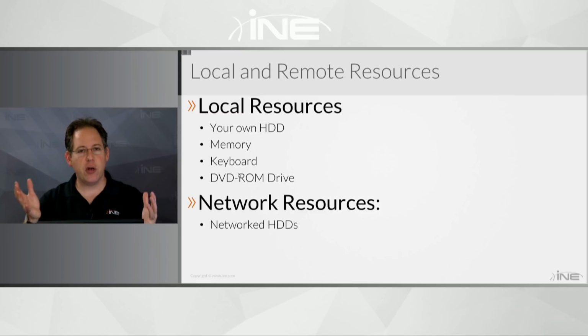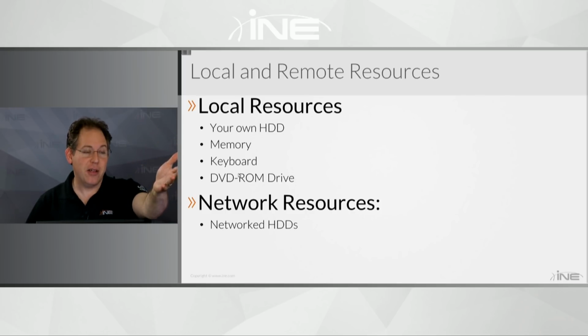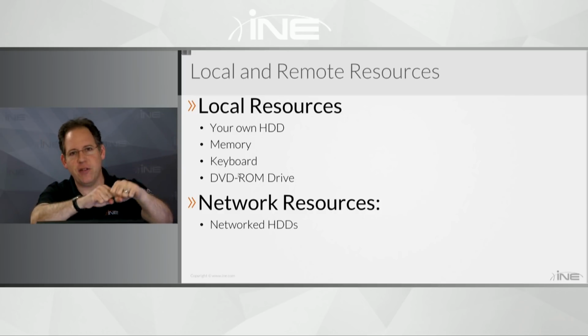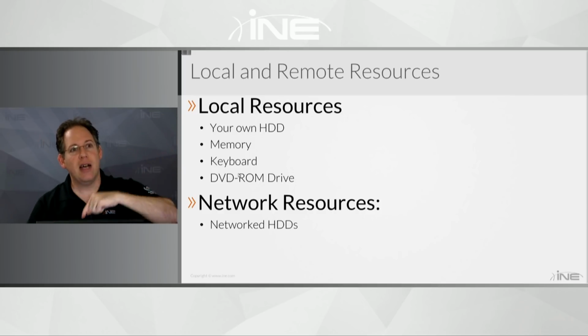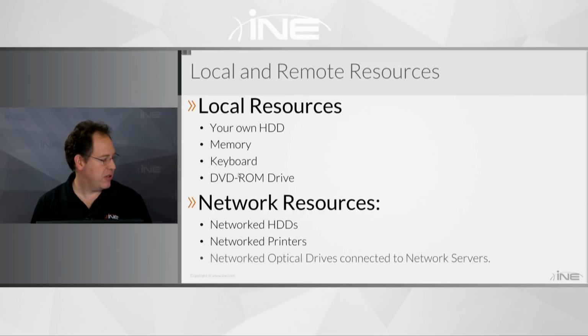When you go to ine.com or cnn.com, what you're doing is sending a request to a server somewhere, saying, hey, server, on your hard disk drive you've got some data, which is a website. You've got images and text stored on your hard disk drive. I want to access your hard disk drive, get that information, and download it so I can display it on my monitor. So you're accessing a remote hard disk drive, so that's considered a networked resource. Certainly network printers and network optical drives connected to network servers are also considered networked resources.